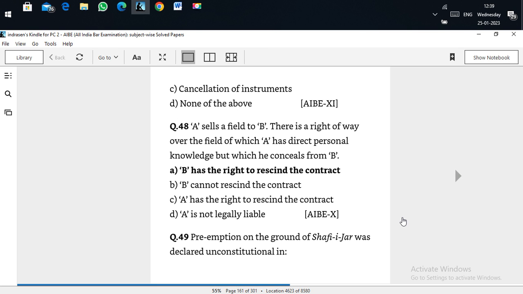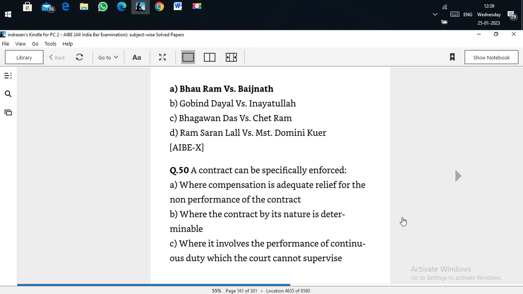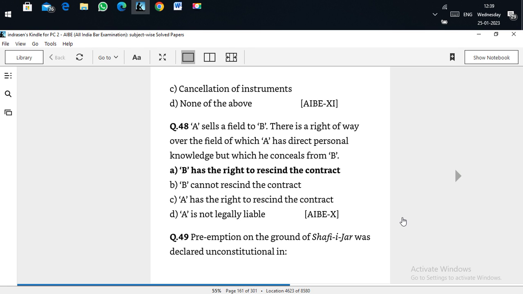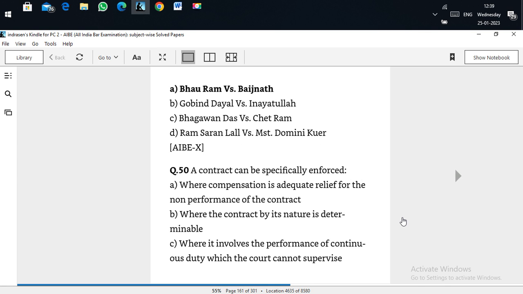A sells a field to B. There is a right of way over the field of which A has direct personal knowledge but which he conceals from B. B has the right to rescind the contract because the fact known to A was not revealed to the other person. Preemption on the ground of shafi-i-jar was declared unconstitutional in the case of Bhau Ram versus Baijnath.